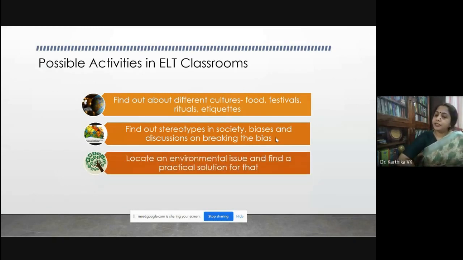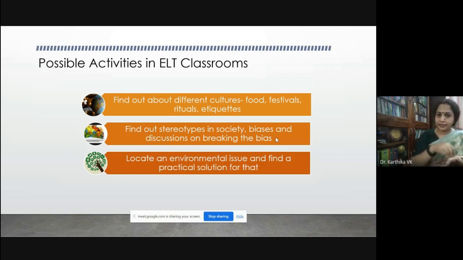Locate an environmental issue and find a practical solution for that. So there is a challenge, there is a cognitive challenge, there is a content based challenge, and then comes the language through which they express. The mode and modality are very important. How they express, is it through speaking or is it through writing that they express it? It's very important, and that's our primary duty, we think.